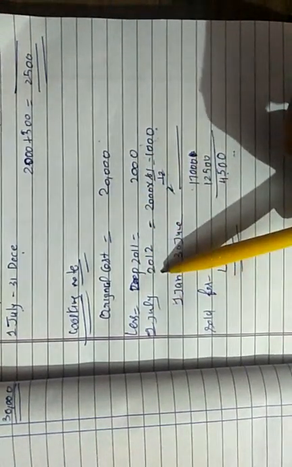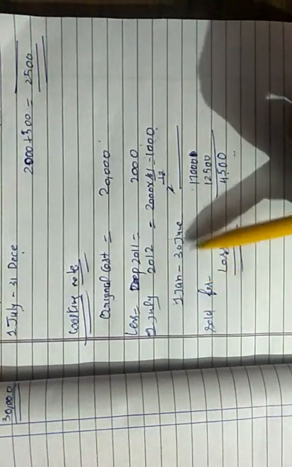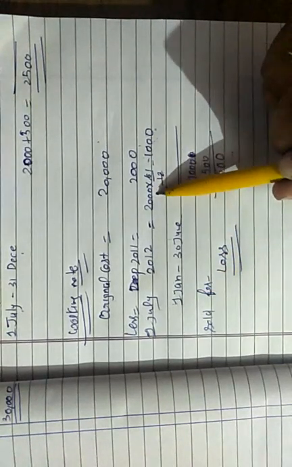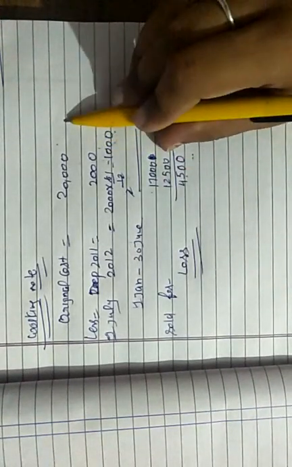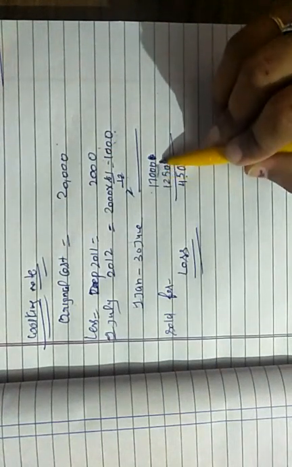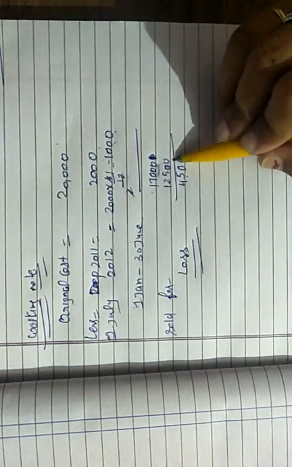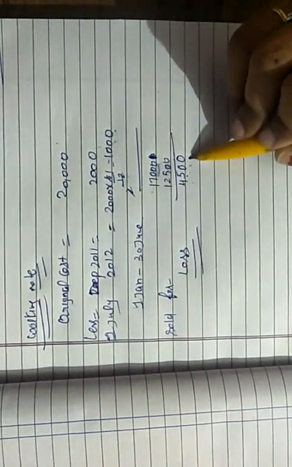But this machinery was sold on July 1st, which means we provide depreciation for 6 months, from January to 30 June. So 2,000 is for the whole year; we calculate it for 6 months, so it is 1,000. When we deduct these two depreciations from the cost of the asset, the remaining value is 17,000. The asset of 17,000 was sold for 12,500. So there is a loss, and the loss is 4,500.